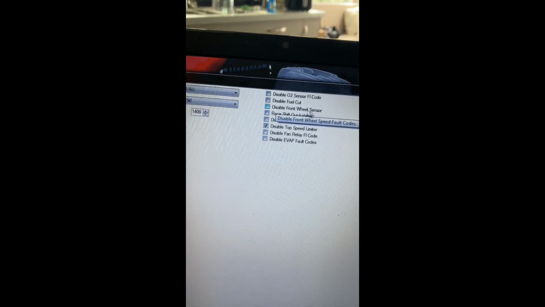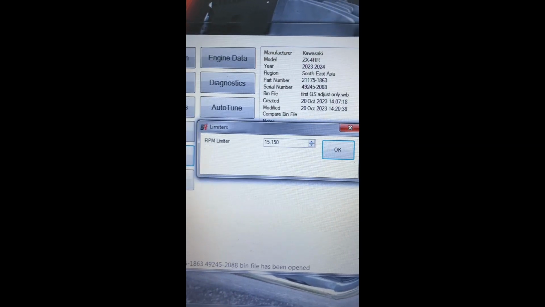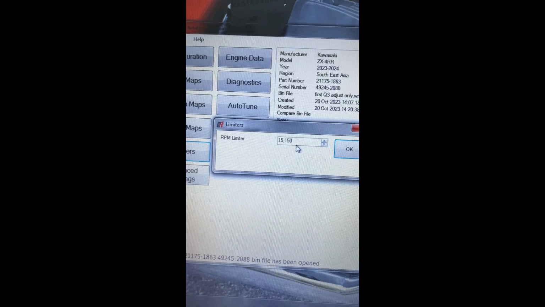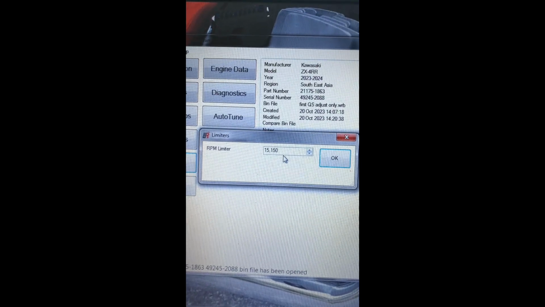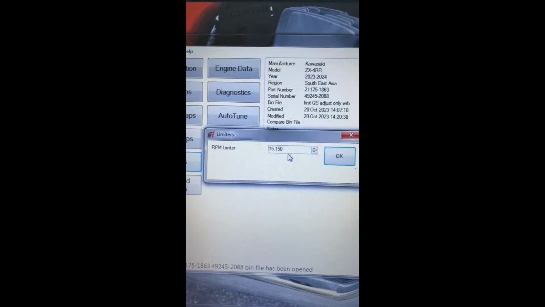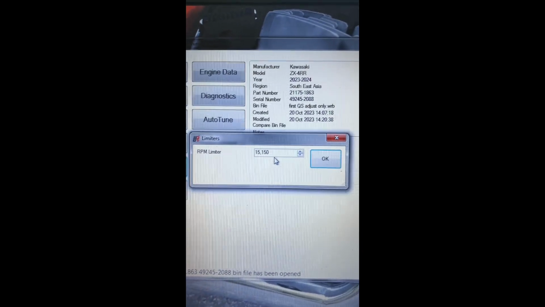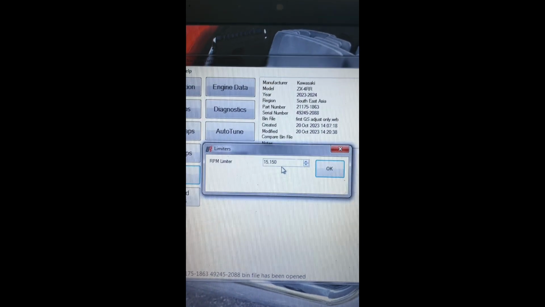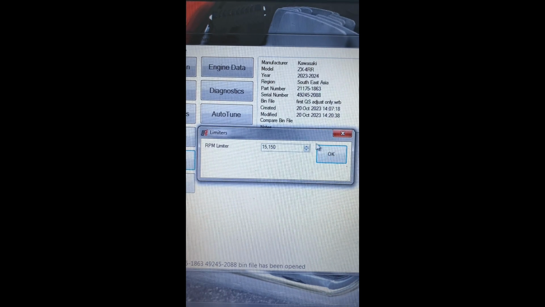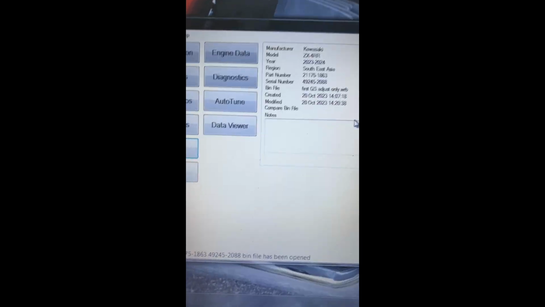A few other bits and pieces that we have mucked around with from factory, and we'll let you know what we've got there. Limiters, so you've got an RPM limiter. That's the hard limit. I think ours is set to 15,150. On the rev counter, it almost shows 16,000, so it shows the slight inaccuracy of the actual gauge. So that's the hard limit of 15,150.